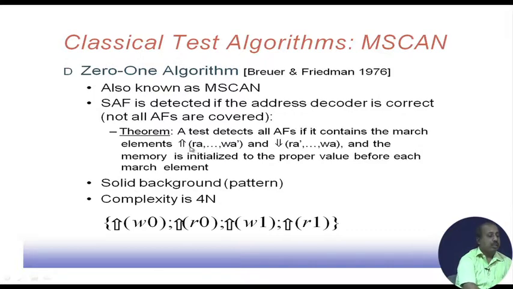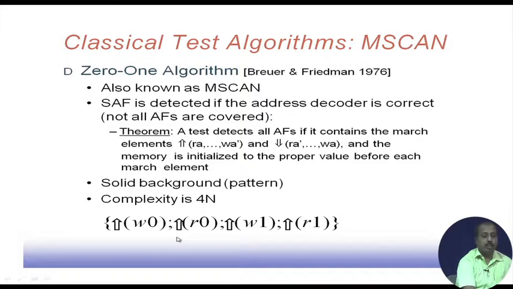So, if your set of march elements contains these 2 march elements, one march element starting with read A and ending with write A dash, that is, read A and write A dash, and another march element coming in the descending order starting with read A dash and ending with write A, then this will be able to detect all address decoder faults. So, that tells us that all address decoder faults are not covered by this particular MSCAN or 01 algorithm.